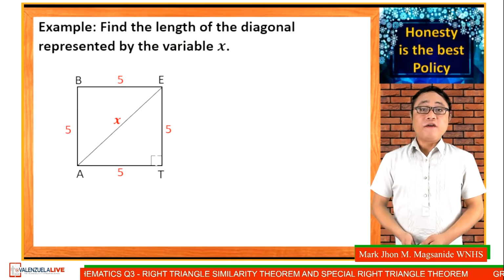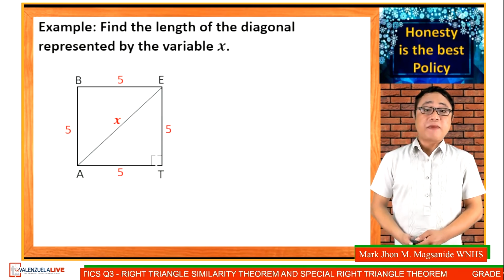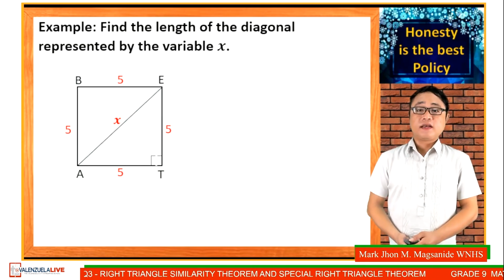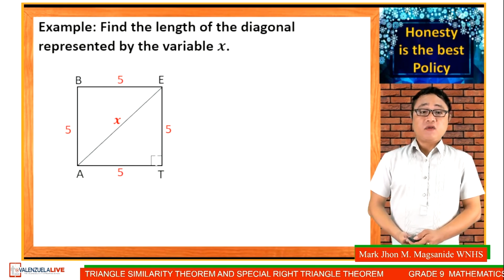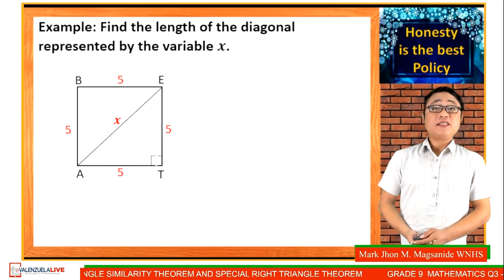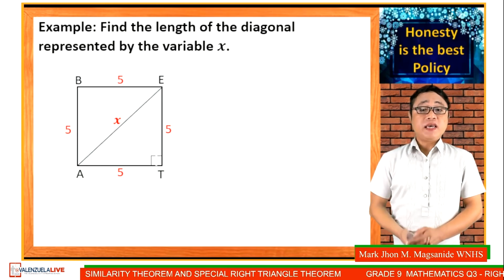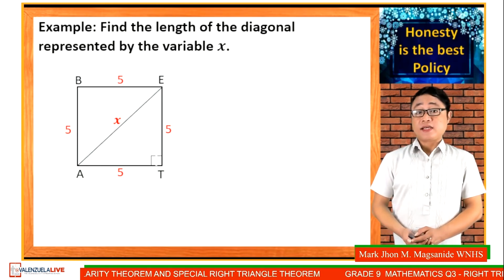Let us answer this example. Find the length of the diagonal represented by the variable x. From the given figure, the length of each side is equal. Thus, the figure is a square. The diagonal EA is represented by the variable x.